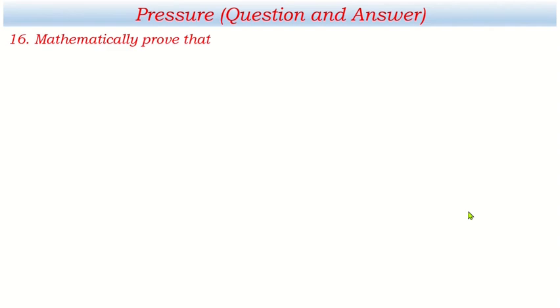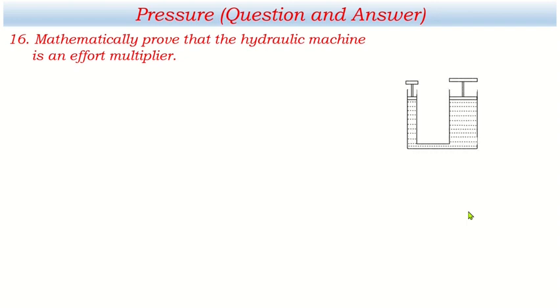Okay, let's move forward. Now mathematically prove that hydraulic machine is an effort multiplier. If you are told to prove this mathematically, then it will be better to have a diagram, but you don't have to make a diagram in the examination. In the previous class also you were asked just the formula and the meaning of the symbols used in the formula. We don't have to show the diagram in the examination, but I am showing the diagram to make you clear about the subject matter.